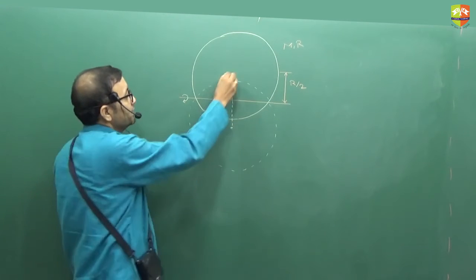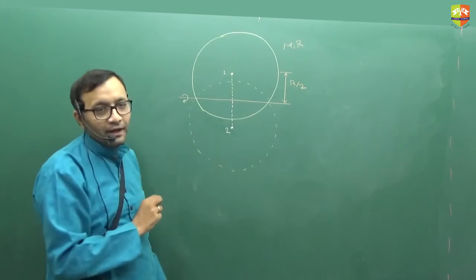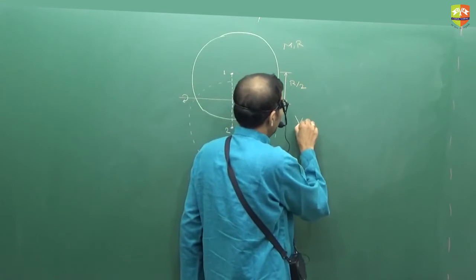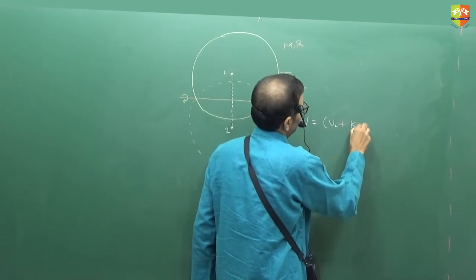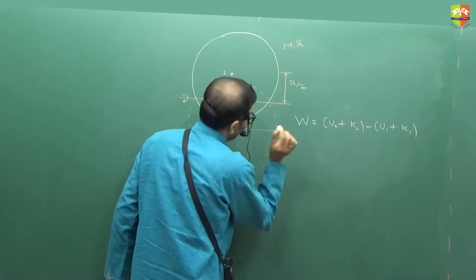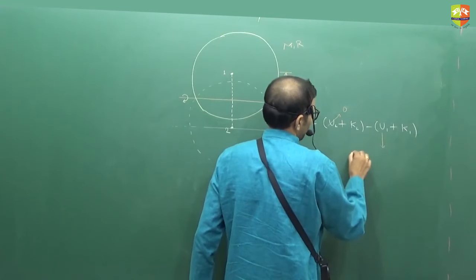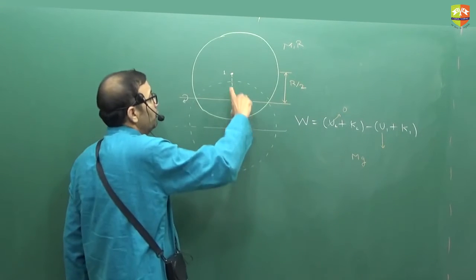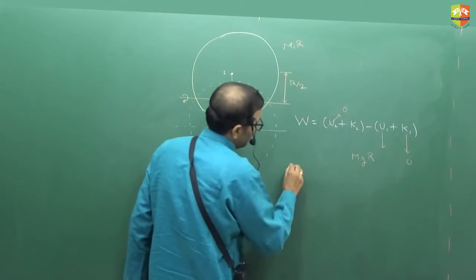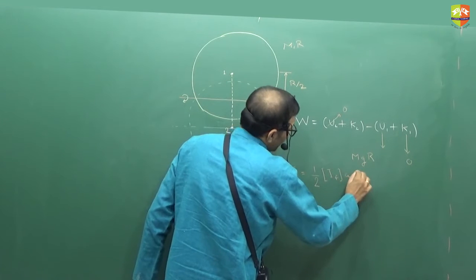Alright, so focus here. Center of mass was here earlier. Now it has gone there from point 1 to point 2. I have to apply the conservation of mechanical energy between 1 and 2. W is equal to U2 plus K2 minus U1 plus K1. You can assume point number 2 to be zero potential energy, so U2 becomes 0. U1 will be mg, this distance is r by 2 plus r by 2, r. So mgr. K1 is 0, whereas K2 is half moment of inertia about the fixed axis into omega square.